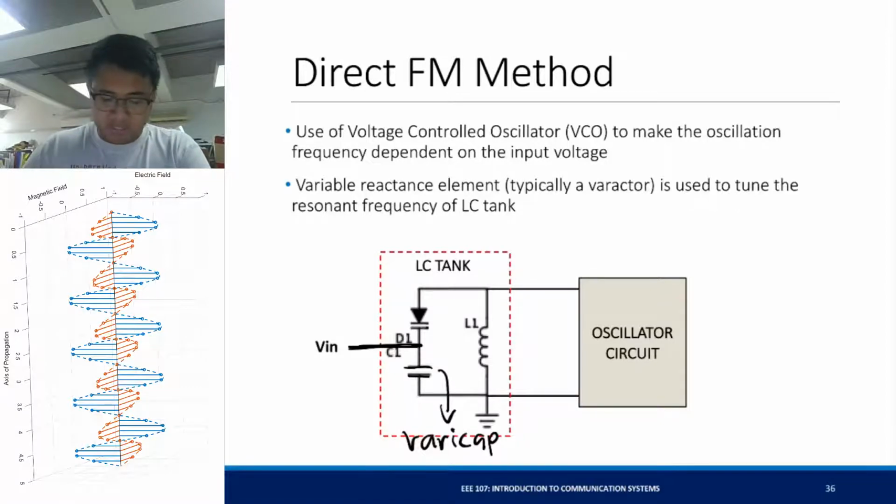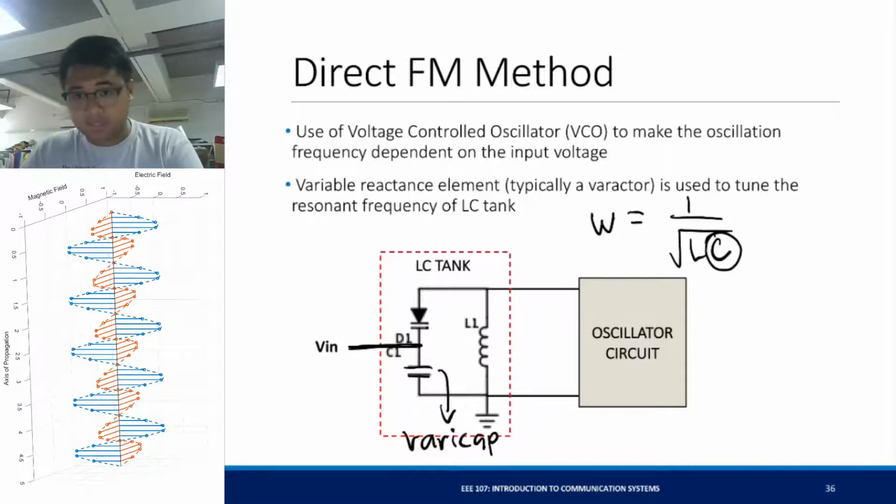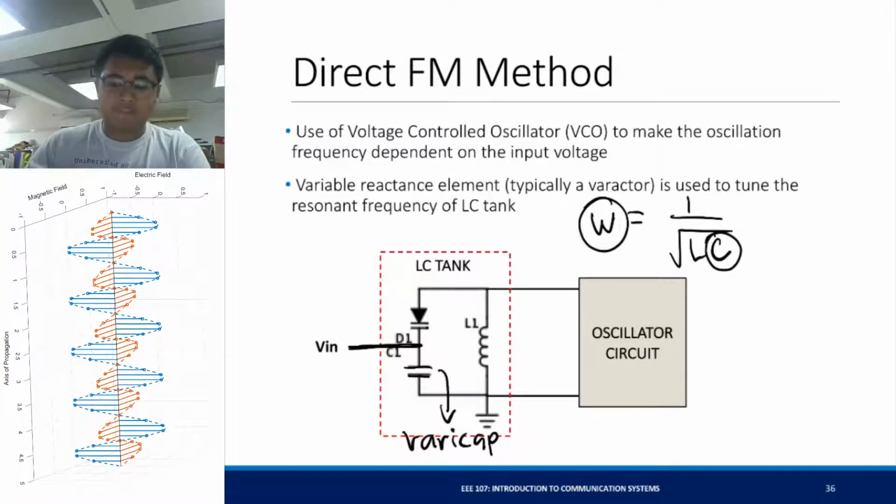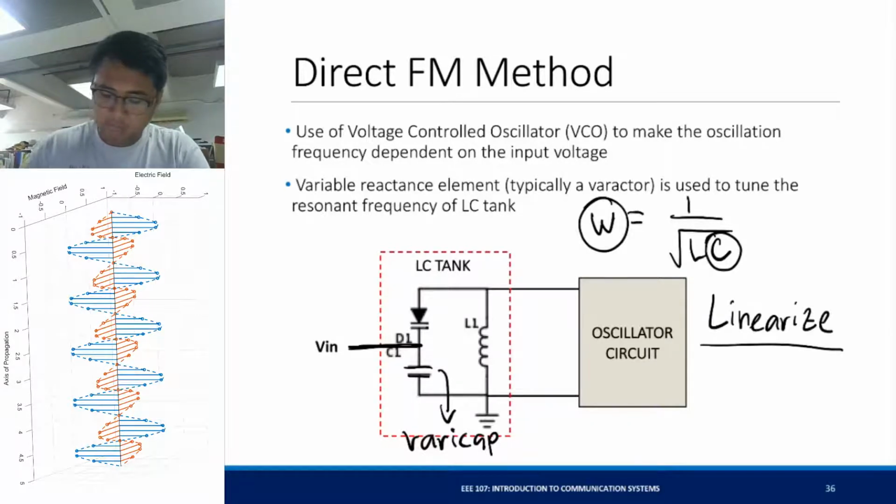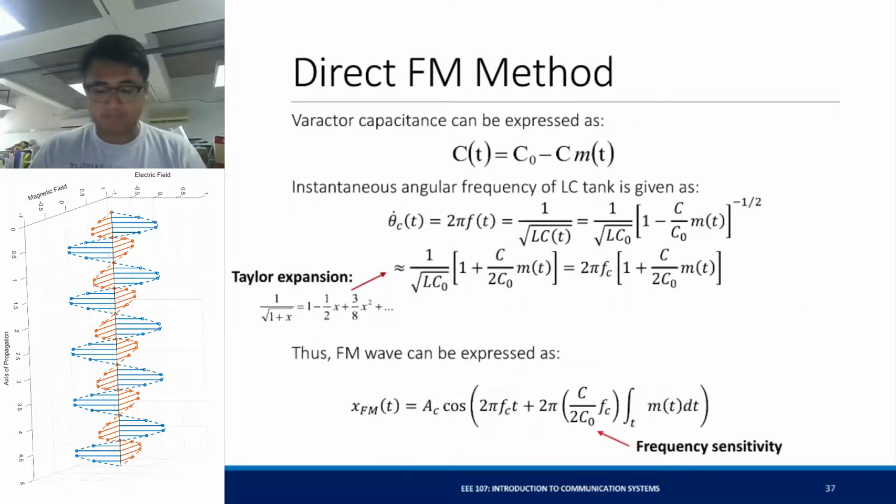Okay? If you change the capacitance, since the operating frequency of an oscillator is approximately 1 over square root of LC, if you change the capacitance with respect to the voltage, then you change the frequency with respect to the voltage. Right? Now you just need to have a process to linearize the fluctuation of frequency, and this is the direct FM method. Okay? So these are the equations for that.